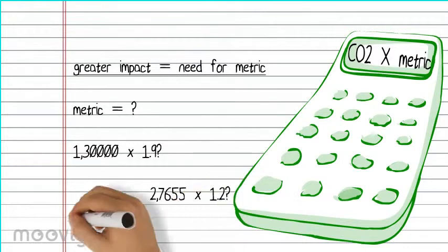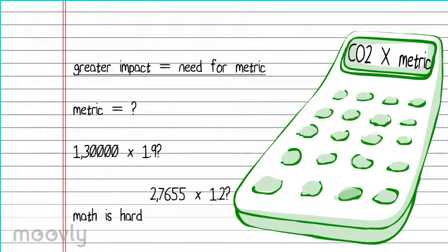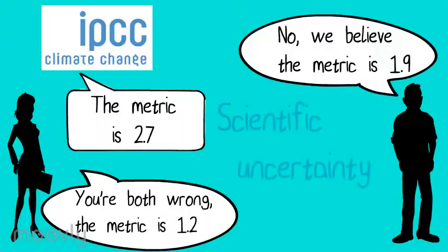Except again, scientists cannot agree on a metric. IPCC calculated the metric to be 2.7 times the carbon emissions alone. Other studies estimated the value at 1.9 or 1.2.